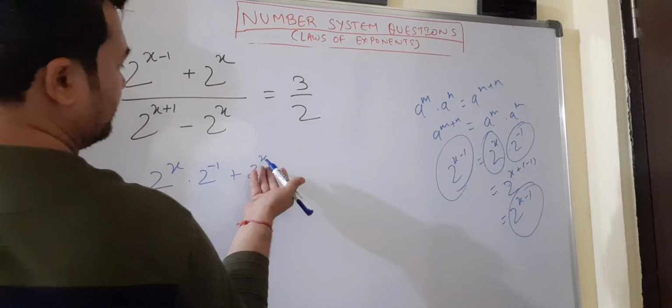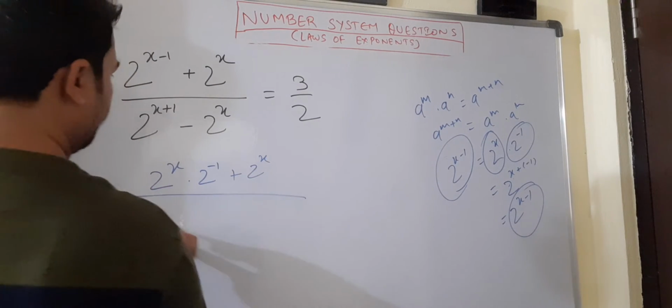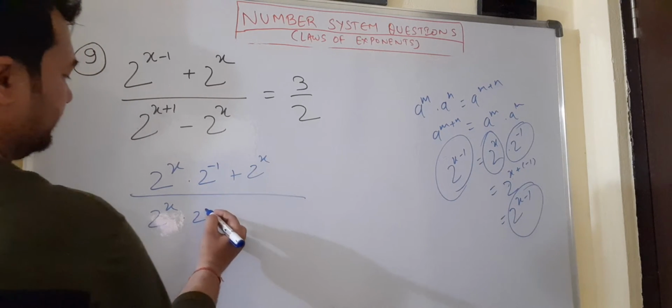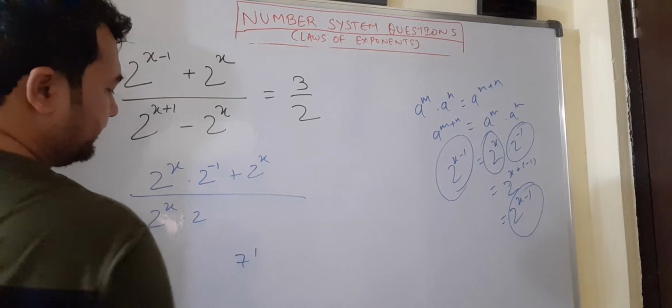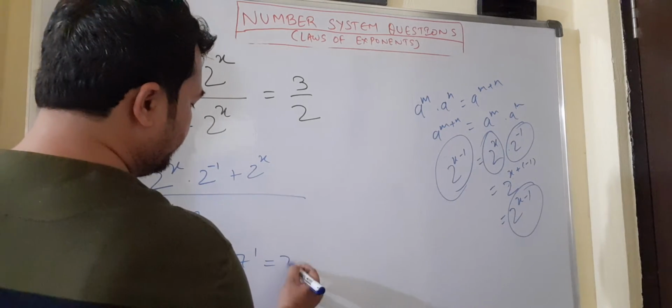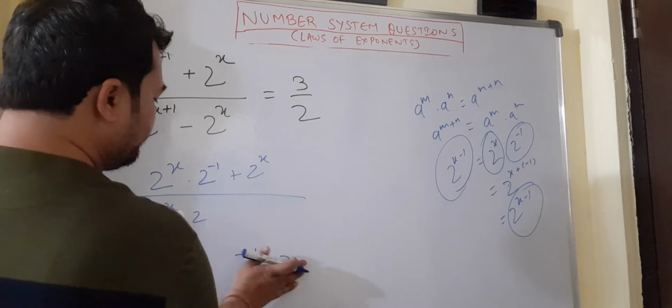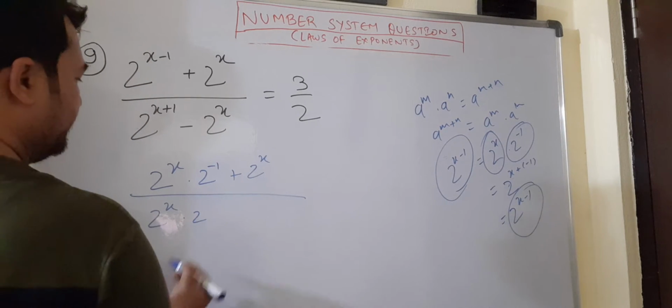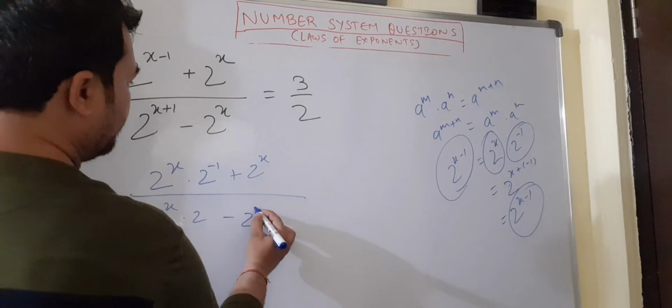This will remain same. This is already a simpler form. 2 to the power x into 2 to the power 1 or anything. We never write 7 to the power 1 because it is already 7. So write it as 7. So 2 to the power 1 you can leave it as 2 also, and minus 2 to the power x.